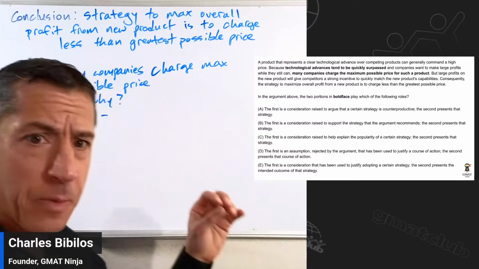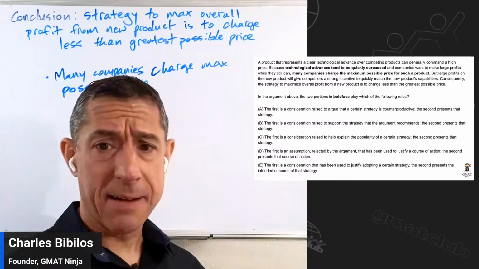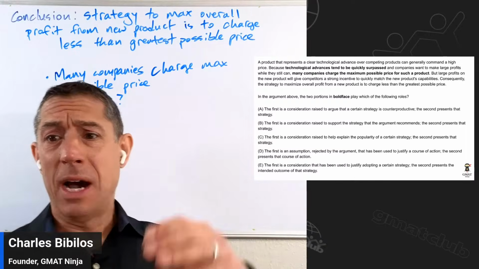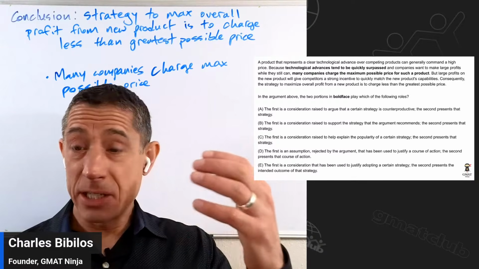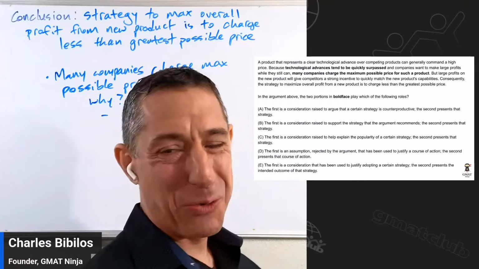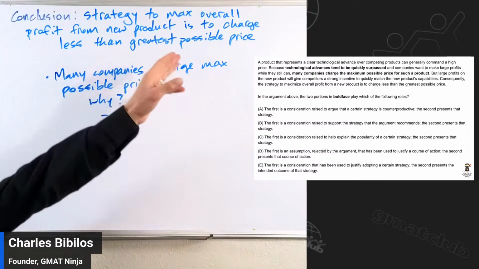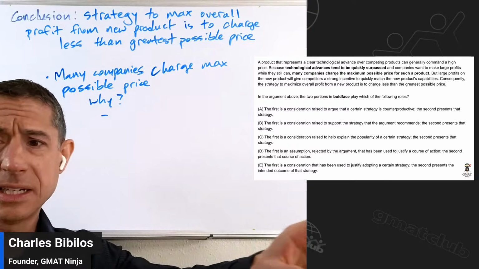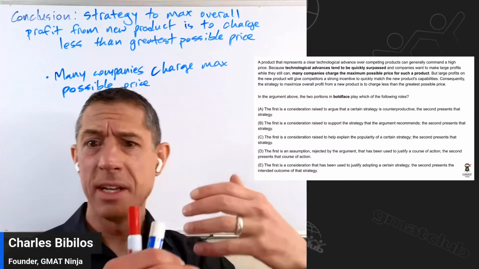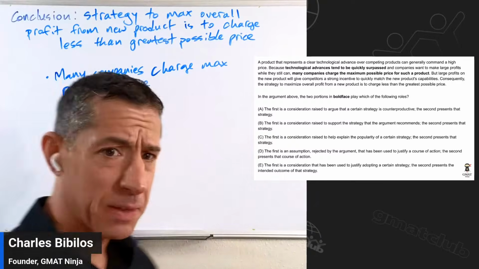Perfect. Okay. So again, I'm ignoring the bold at first, always, always, always on these, and just thinking, hey, how's this argument structured? What's going on? We've got a nice clean conclusion. They kind of served it up on a silver platter. Consequently, the strategy to maximize overall profit from a new product is to charge less than the greatest possible price. Okay, great. Why is that? Well, it's kind of that previous sentence, right? So what's their support? Large profits will give competitors a strong incentive to quickly match the new product's capabilities.